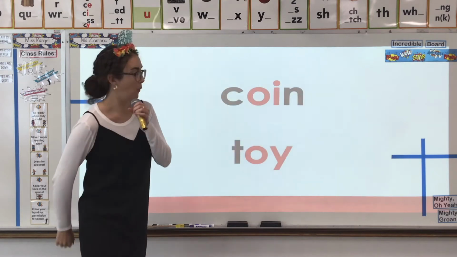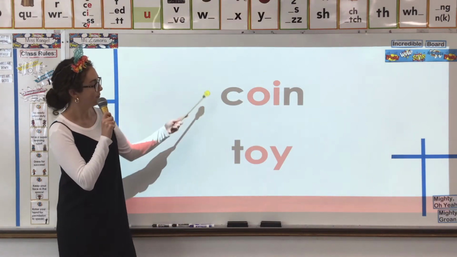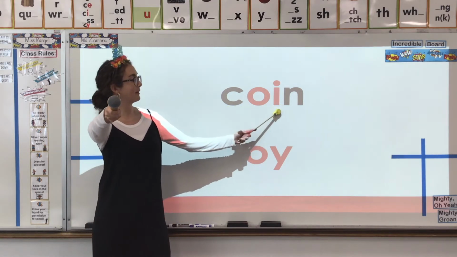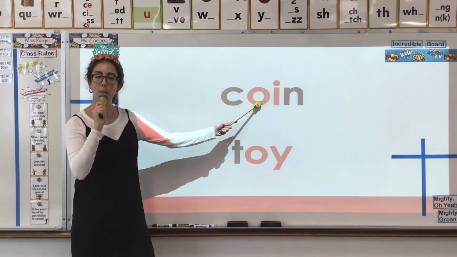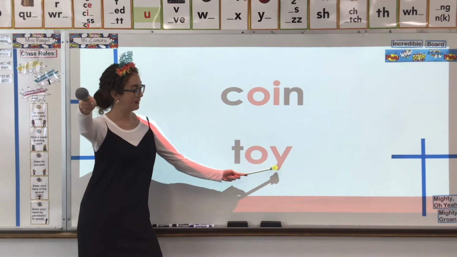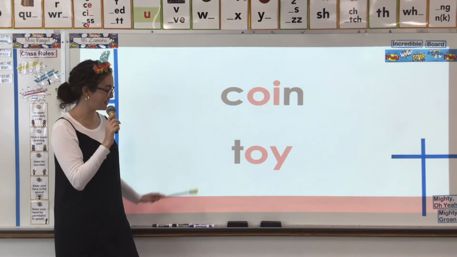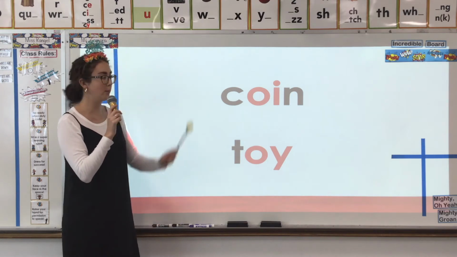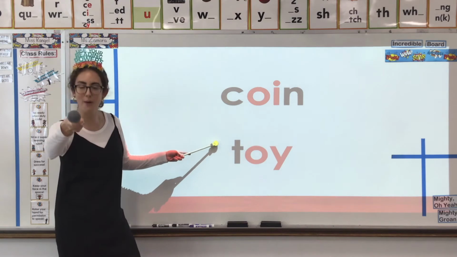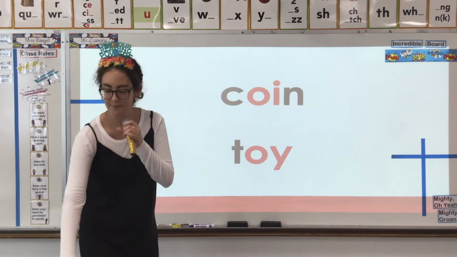Okay, one more. We've got these two more words. Can you decode them on your own? This first one. Coin, like parts of money. Coin, and then toy, toy, our awesome toys. Good job. One more time. Coin, toy. There we go. We want to make sure we can automatically read the words.